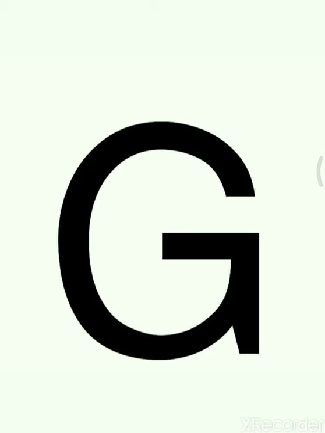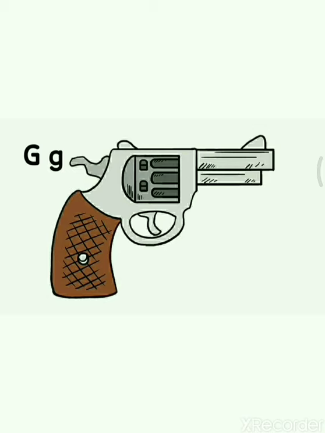This is a capital G. Big G. This is a small G. The small G sound is G. Okay. Kids, say with me. G, G, gun. G, G, gun. Very good.